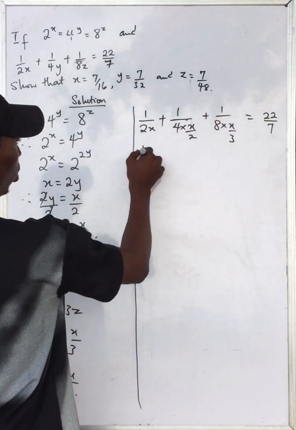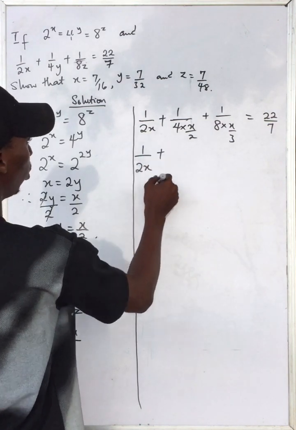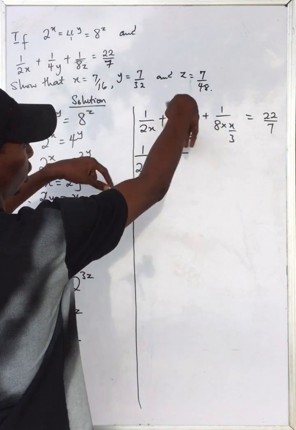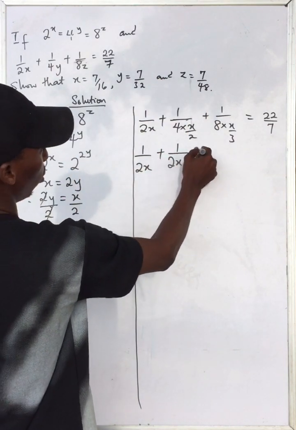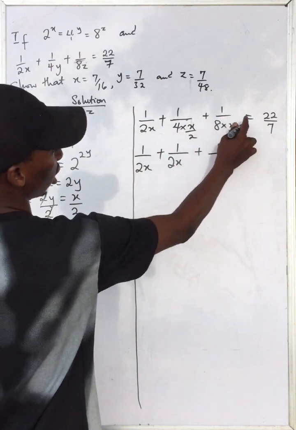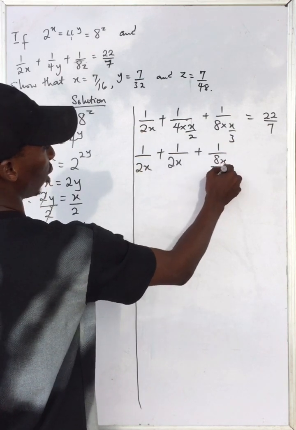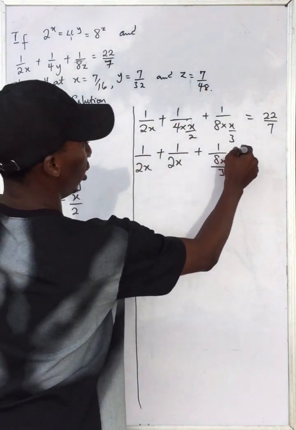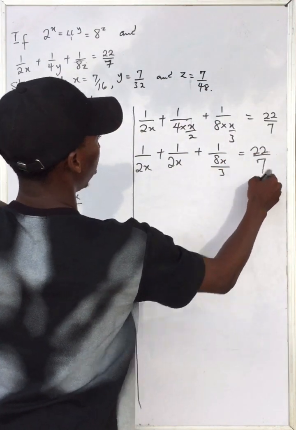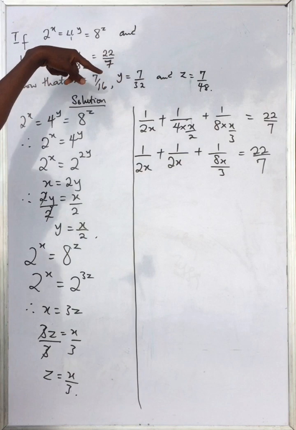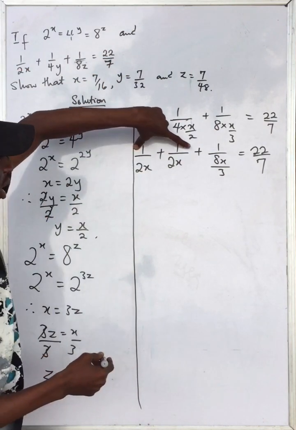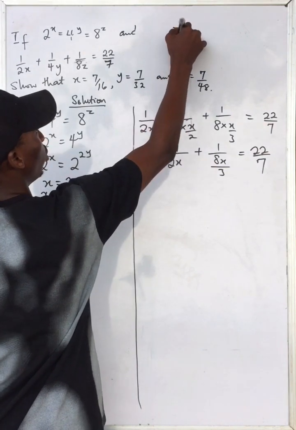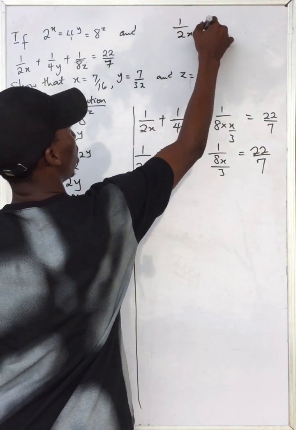So this becomes 1 over 2x plus, now 2 here, 2; 2 here, 1. So the whole of this one is the same thing as 2x plus 1 over 8 times x, which is 8x over 3, is equal to 22 over 7, according to what we have here. So in contrast to this, look at these two equations here. We are having something of the form 1 over 2x plus 1 over 2x.